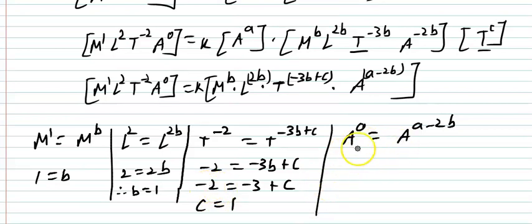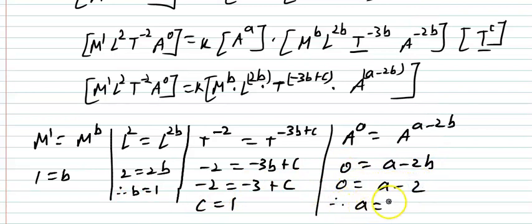Now here you can put the value 0 is equal to a minus 2b. Now put the value of b is equal to 1, so this is 0 is equal to a minus 2. Here a is equal to 2. Now we have the values of a, b and c, everyone. This is b, this is c, and this is a. Now put these values in equation number first.